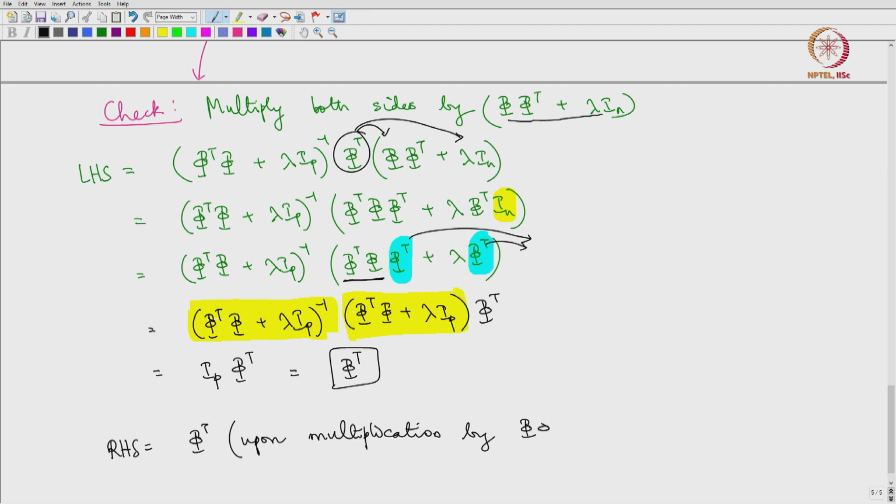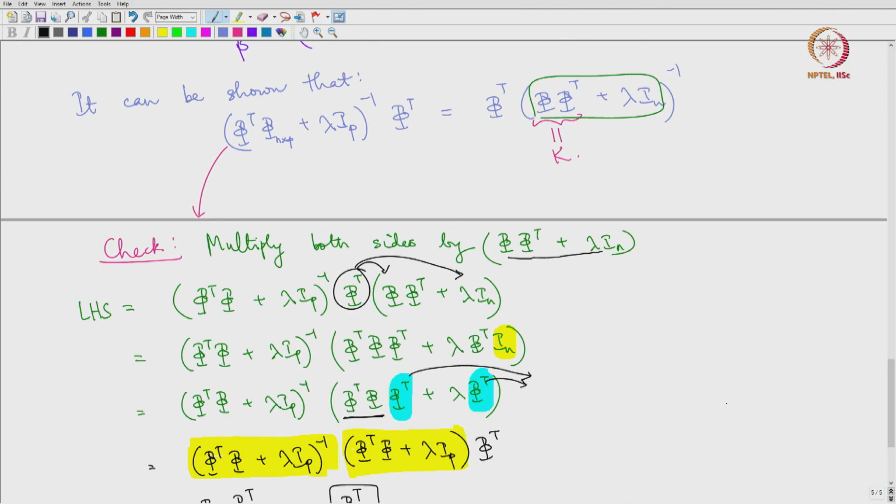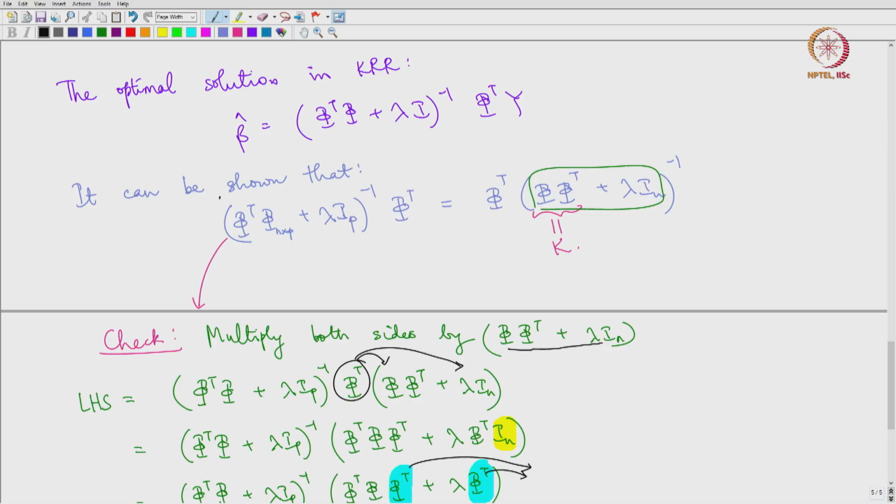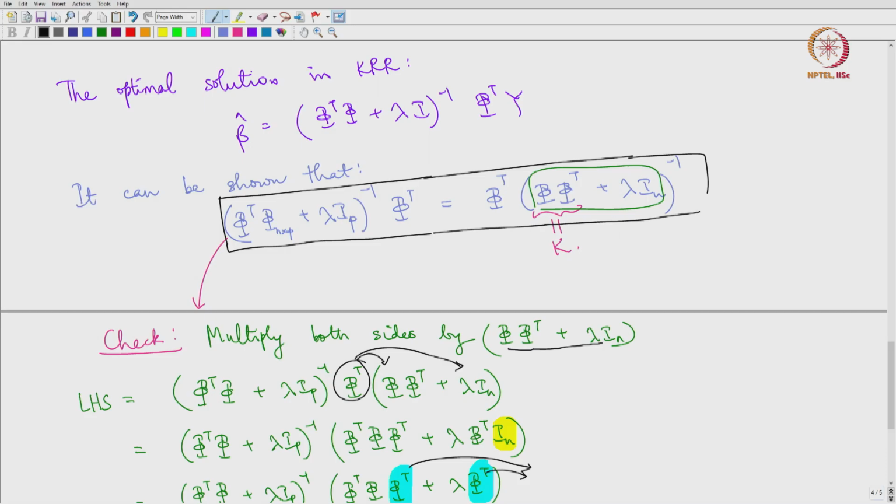So what we have shown here is that two matrices are equal once we multiply them by an equal matrix. So those matrices should have been equal even earlier. So that means that this particular expression on the left is equal to the expression on the right. Okay, so we have not strictly proved it, but we have at least verified it in this lecture.